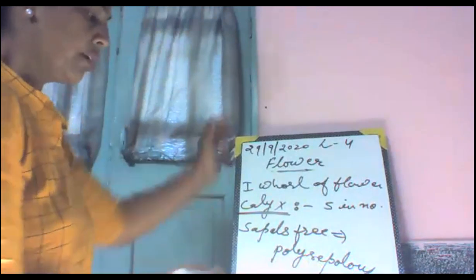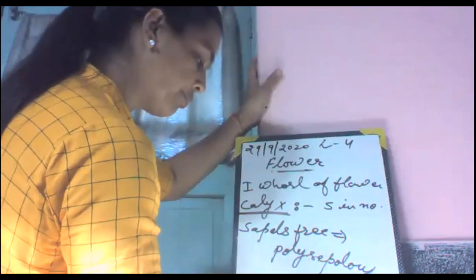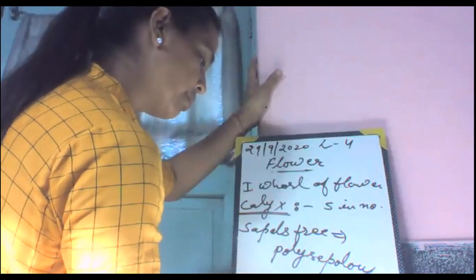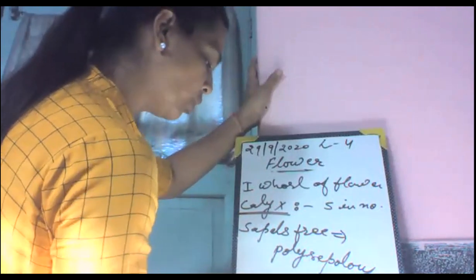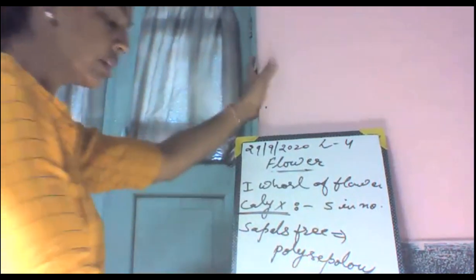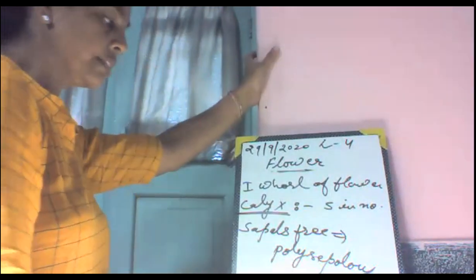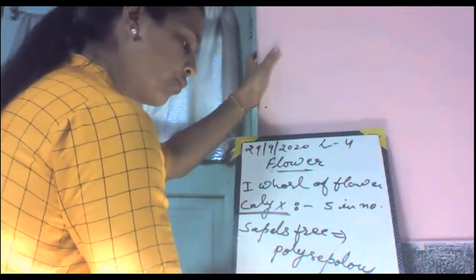Polysepalous. Free means they are not joined. They are free, they are not attached to one another. That type of arrangement of calyx or sepals is known as free.